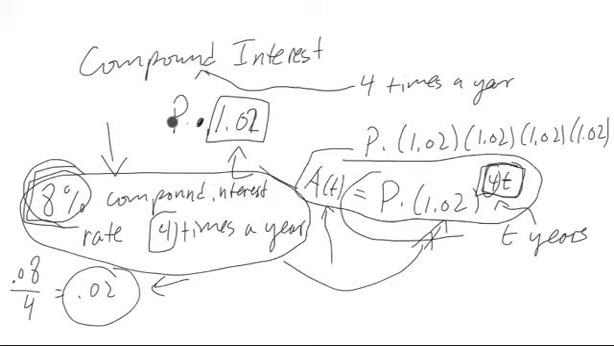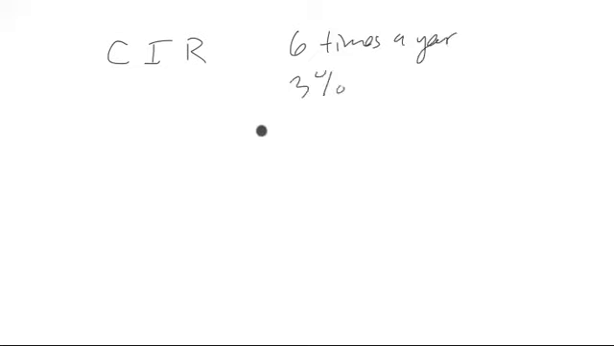Let's look at another situation. Perhaps we have compound interest rate. So compound interest rate, just say that, and suppose we have, let's do 6 times a year. And suppose we do 3% in interest rate. What would be the formula if our principal was actually $100? That's what we start with. So after 2 years, how much money do we have?